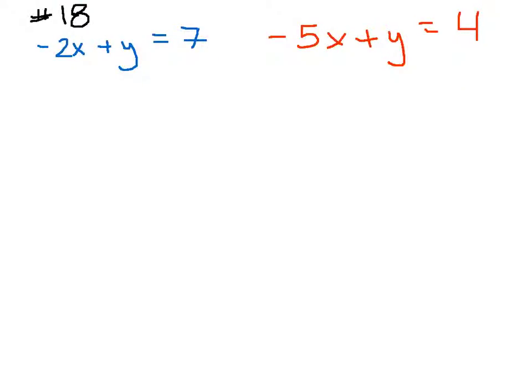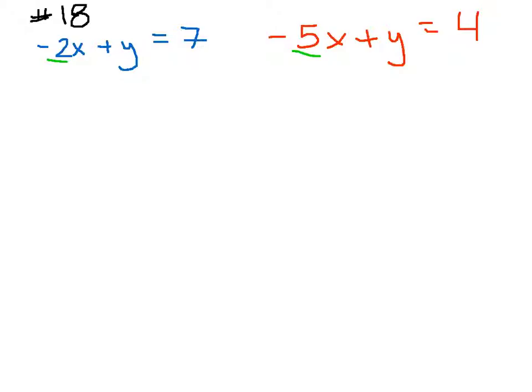Okay, so in this one I'm going to do number 18, which says, once again, guys, I'm looking to do this by elimination, and I have 2 equations. I have negative 2x plus y is 7, and negative 5x plus y is equal to 4. So in this case I'm going to eliminate the variables. I look at the coefficients on my x's, and they're kind of a long way apart. I have a negative 2x and a negative 5.